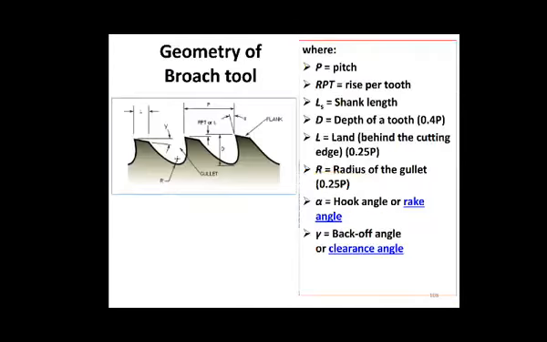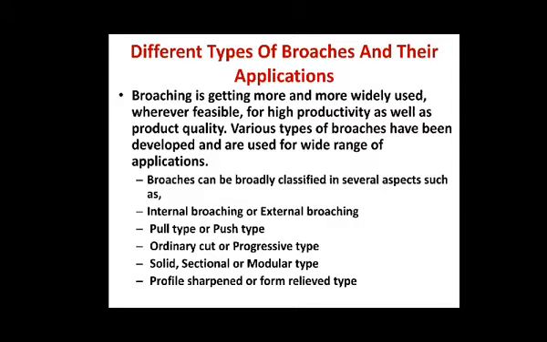So the different types of broaches and their applications. Broaching is getting more and more widely used wherever feasible. For high productivity as well as product quality, various types of broaches have been developed and are used for a wide range of applications. Broaches can be broadly classified in several aspects such as internal broaching or external broaching, push type or pull type, ordinary cut or progressive type, solid, sectional or modular type, profile sharpened or form relieved type.